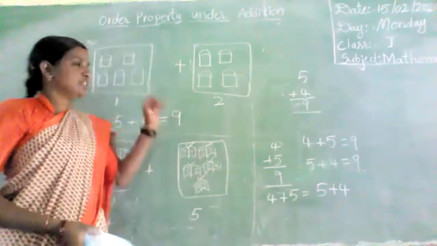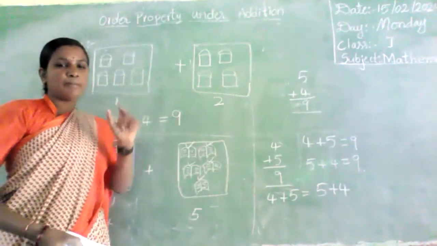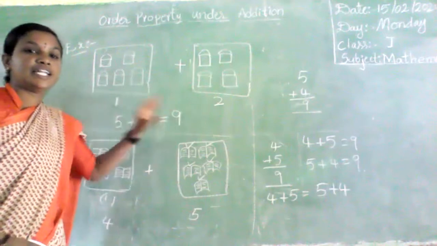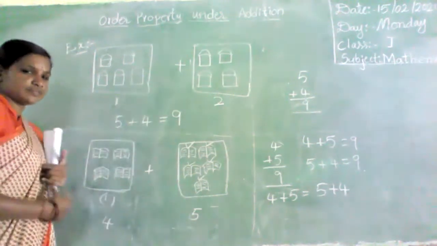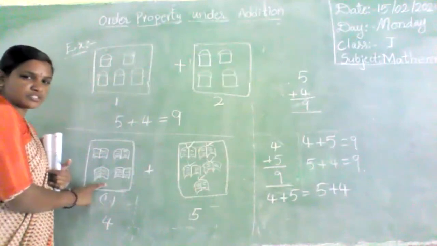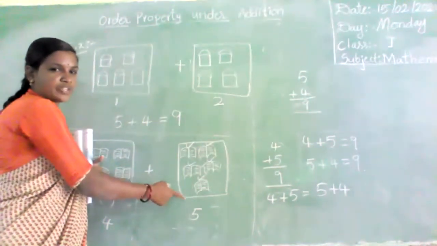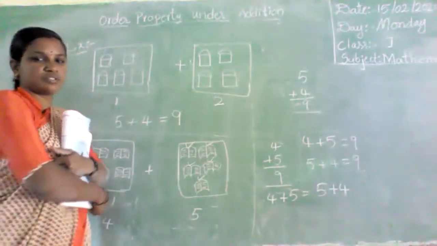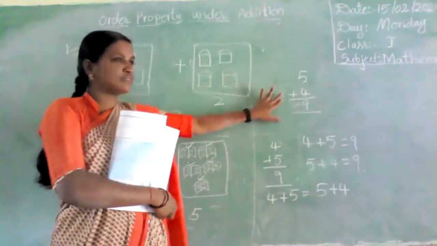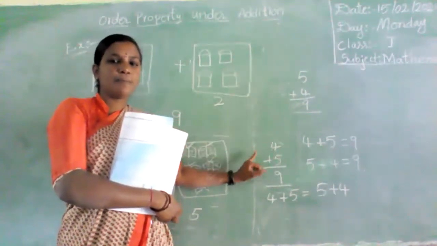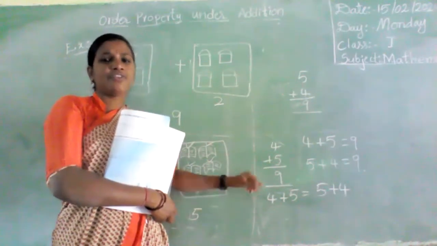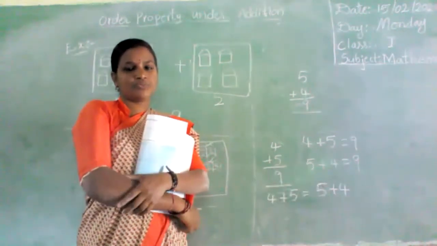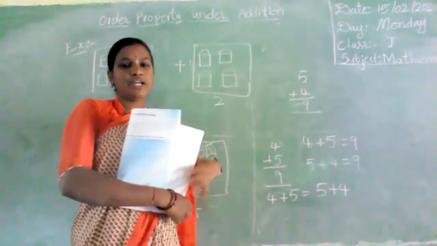Did you understand, children? First, two boxes have bags: 5 bags plus 4 bags, so total 9 bags. And second, first box 4 books, second box 5 books, so total 9 books. So 5 plus 4 is equal to 9. Next, 4 plus 5 is equal to 9. Finally, we find out 4 plus 5 is equal to 5 plus 4.